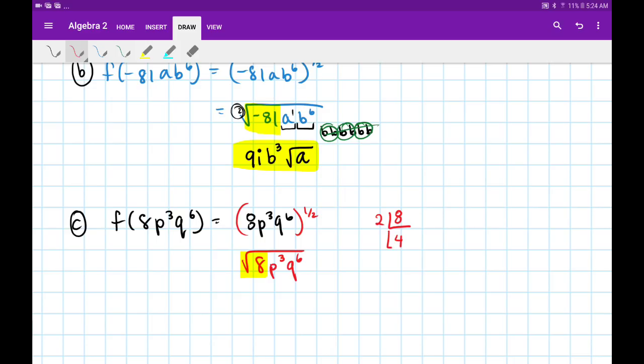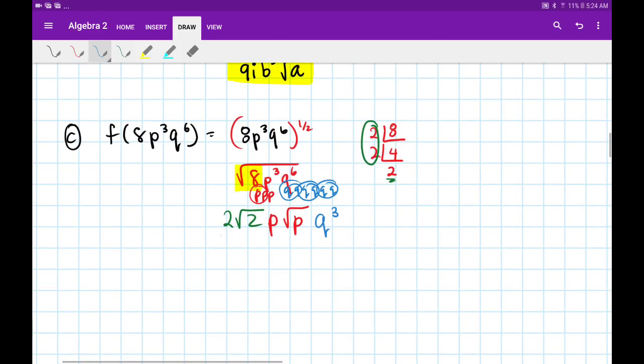So 2 goes into 8 4 times, 2 goes into 4 2 times. So as you can see, I'm pulling out groups of 2. And I'm left with a single 2 right here. This would be like my loner. Okay. Next, I'm dealing with p cubed, and I'm pulling out groups of 2, so one p will escape, and I'll be left with a single p inside. And now I'm dealing with 6 q's, so I'll pull out 1, 2, 3 pairs, and none left over.